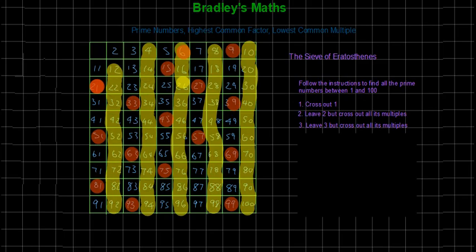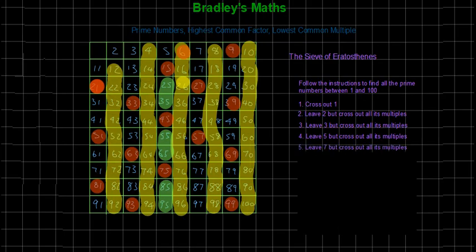Can you guess what it's going to say? It's going to say leave five, but cross out all its multiples. So 15 is already crossed out. So I've got 25 and 35 to go, 55 and 65 to go, 85 and 95 to go. All the numbers ending in zero have already gone. So that's the fives.